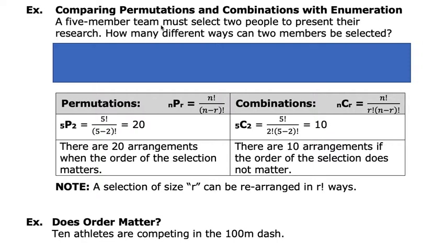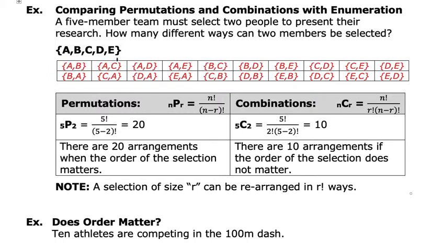A 5-member team must select 2 people to present their research. How many different ways can 2 members be selected? If we were to list each and every possible outcome of selecting 2 people, notice that a selection of AB is really the same selection as BA, because if we are just selecting people to present the research, order does not matter in the selection. We can think of this as a set where the order doesn't matter.